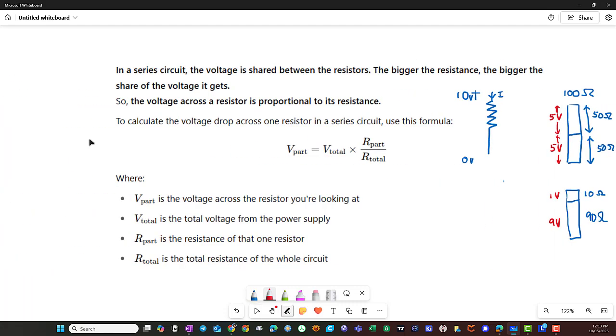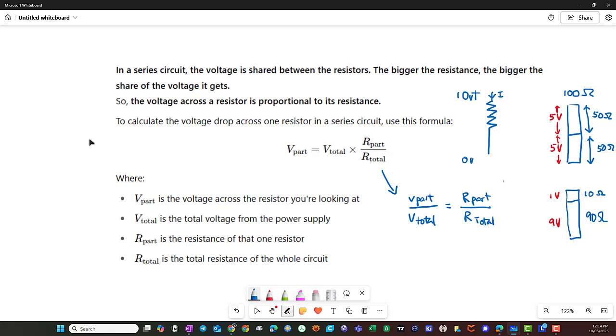Now what we do is we say to calculate the voltage drop across one resistor in a series circuit, use this particular formula: V part equals V total times R part on R total. Now how do we get this particular formula? Let me show you. We say that the V part on the V total is equal to the R part on the R total. Now you can see that this is just saying it is proportional.